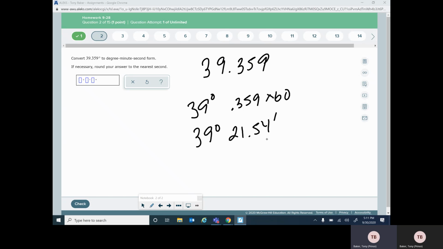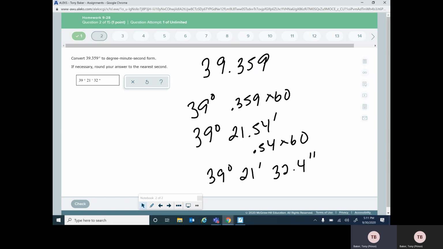And now I'm going to take the 0.54 and times that by 60. So I get 39 degrees, 21 minutes, and 32.4 seconds. Now they want you to round it to the nearest second, so we're just going to do 32 seconds. So I've got 39 degrees, 21 minutes, and 32 seconds.